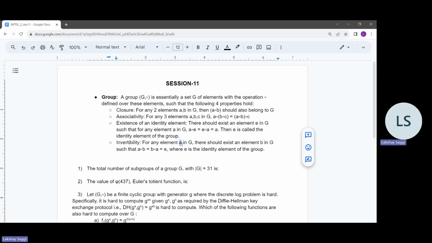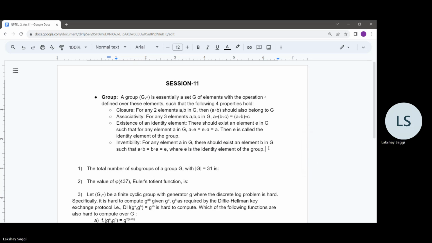Like in addition, for finding the additive inverse of an element X, its additive inverse is actually minus X. So as X changes, the value of minus X also changes. So if A is X here, then B would be minus X if we are strictly talking about addition. So this B will change according to the A we choose. But this E is fixed, which is the identity element of the group.